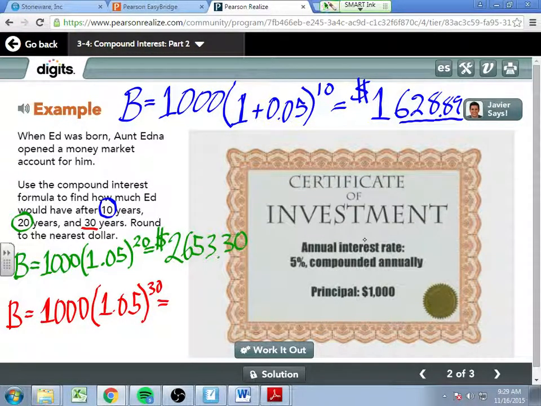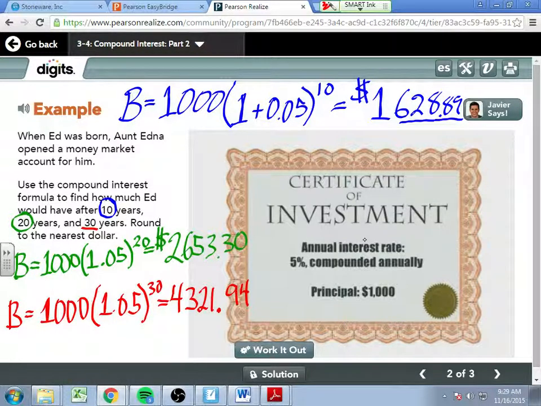Now, after 30 years, if you really left your money there that whole entire time, 1.05 to the 30th power times 1,000, we get $4,321.94. How long does it take you to get $1 million? A while. You'd probably be dead. Yeah, it'd be a long time.